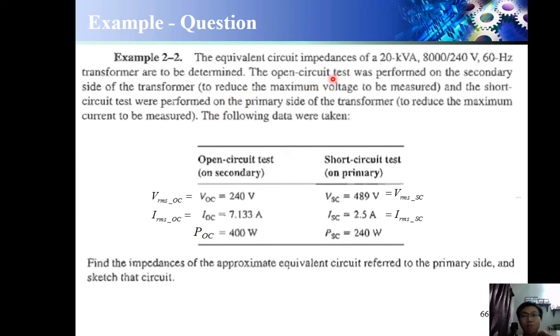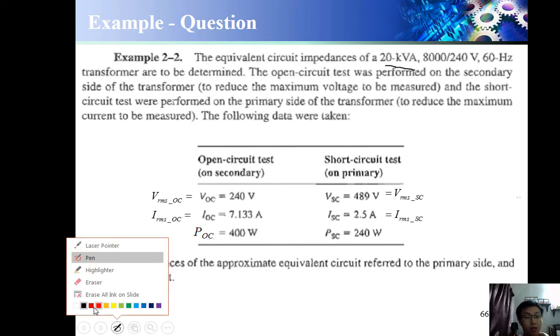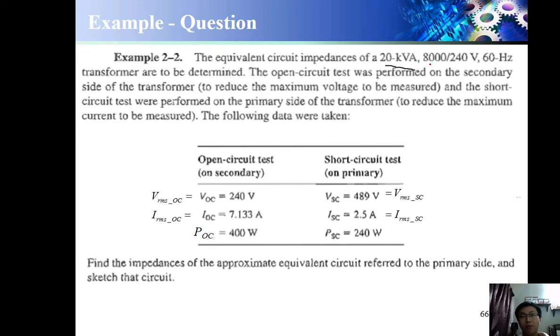So the equivalent circuit impedance, for example, 20 kVA. When we want to solve this type of equation, we need to gather all the information first. So the S is 20 kVA. The ratio, primary is 8000 volt, secondary is 240 volt, 60 hertz.